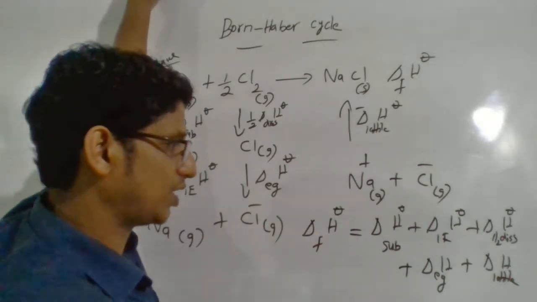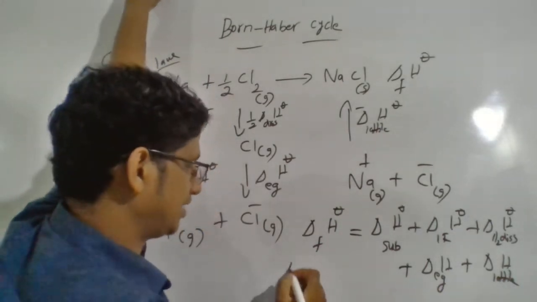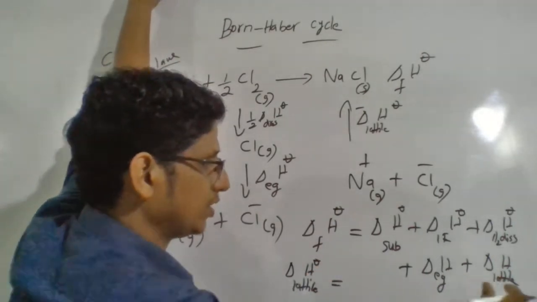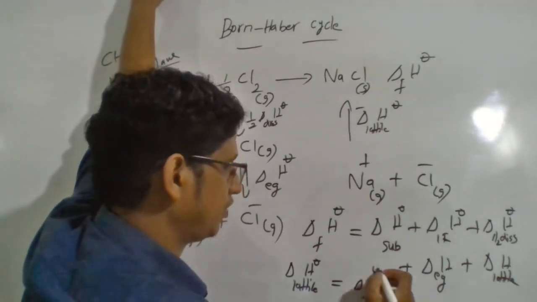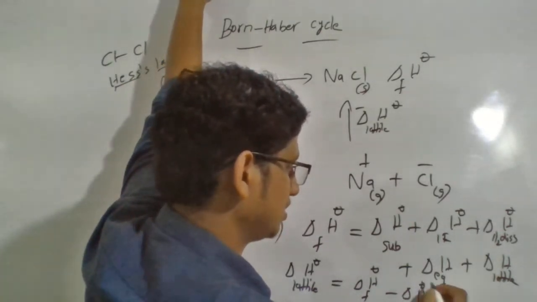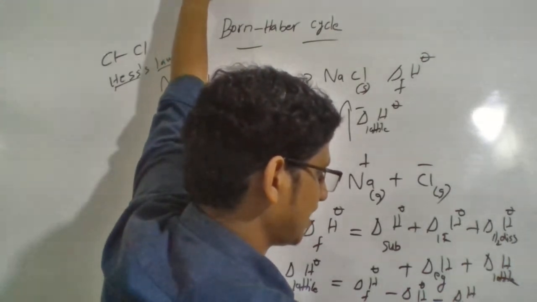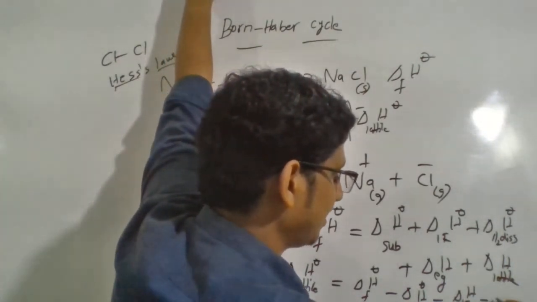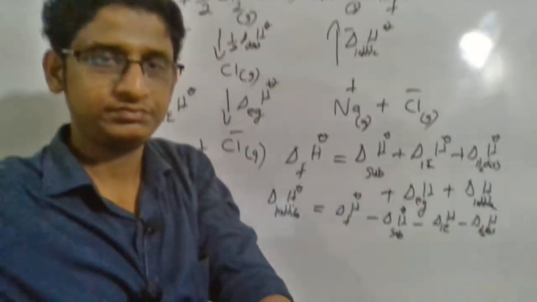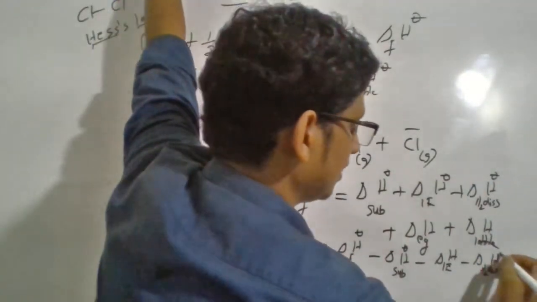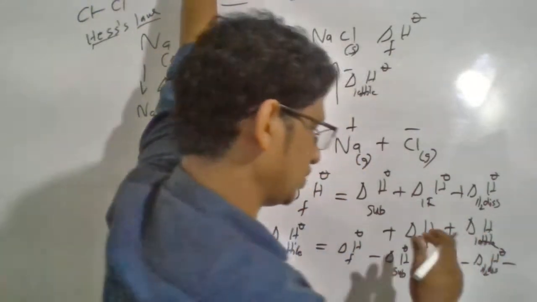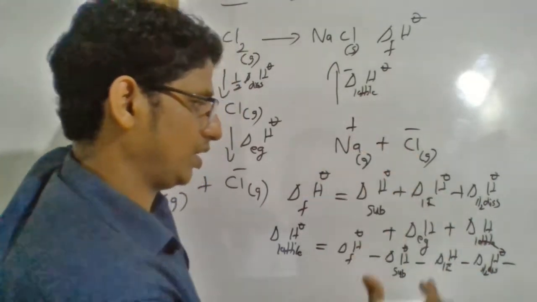Now let us discuss how you can find the lattice enthalpy. Delta H lattice will be equivalent to delta H formation minus delta H sublimation minus delta H ionization enthalpy minus delta H of dissociation enthalpy minus, and I write the minus so that you can consider that particular sign when you are doing a problem.